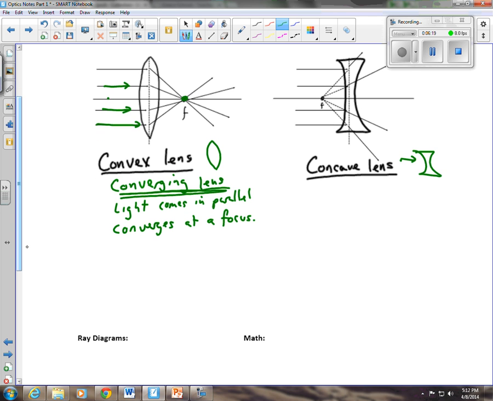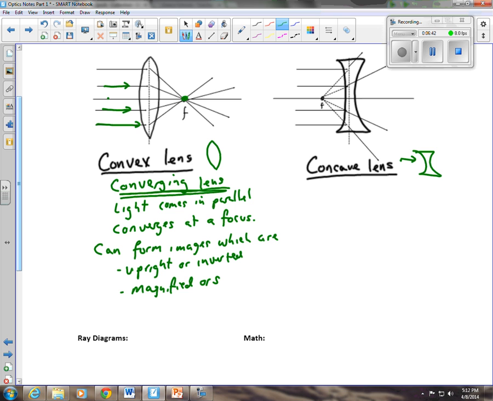Now, these can form images which are upright or inverted, magnified or shrunk, and real or virtual. And again, we'll talk about that more in a minute. A concave lens is a diverging lens.